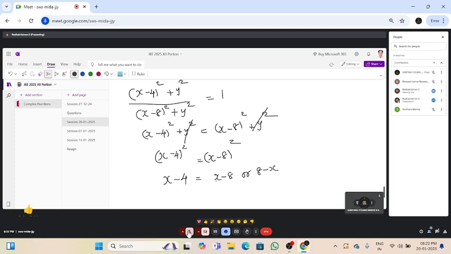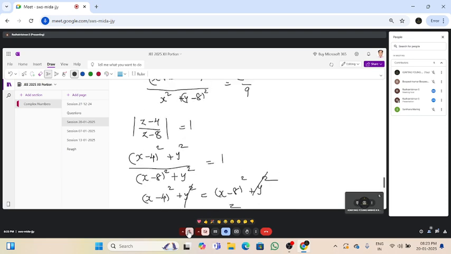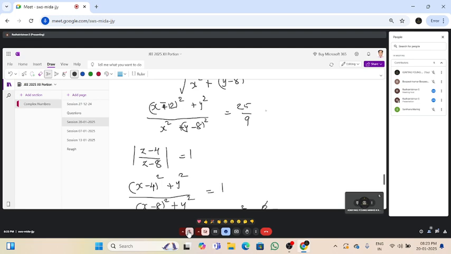X minus 4 cannot be equal to X minus 8, so it has to be 8 minus X only. So X minus 4 equal to 8 minus X, and that gives us 2X equal to 12, or X equal to 6. Now you can substitute X equal to 6 in the first equation. This is your first equation. So substitute X equal to 6 in this and you can solve for Y.